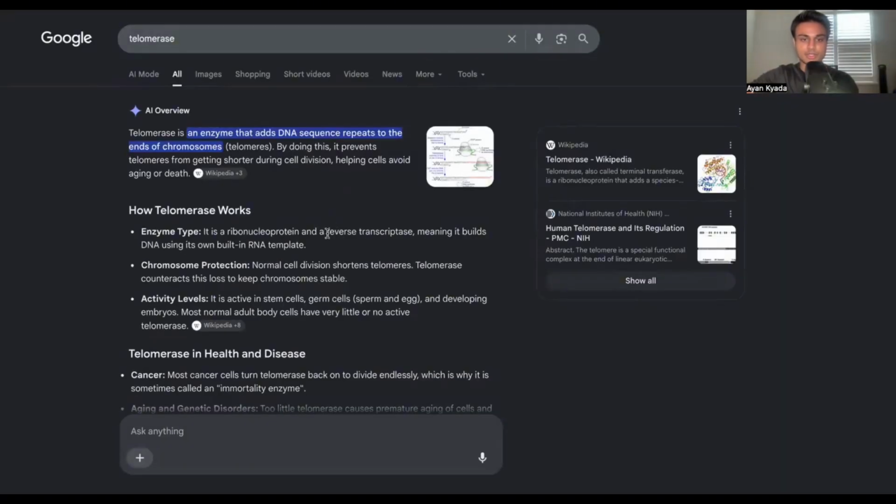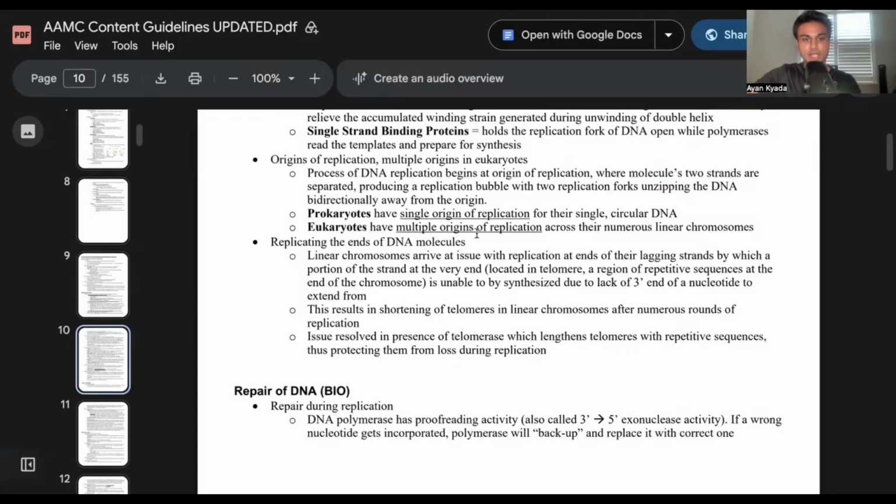Telomerase has reverse transcriptase activity, so it can use its built-in RNA template to build DNA. What it does is essentially replenish the telomere stores. So rather than allowing the telomere sequence to decrease in length every time, telomerase actually adds DNA sequence repeats to the telomeres to prevent them from getting progressively shorter. So telomeric sequences allow us to copy the very ends of chromosomes. They're our buffer, and telomerase is what replenishes these telomeric sequences.